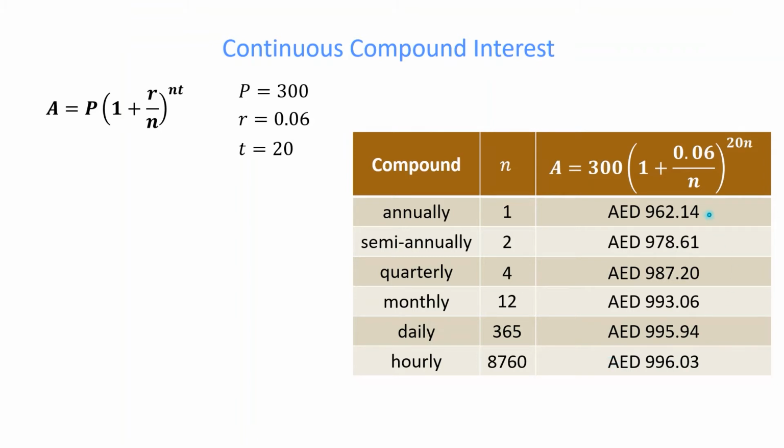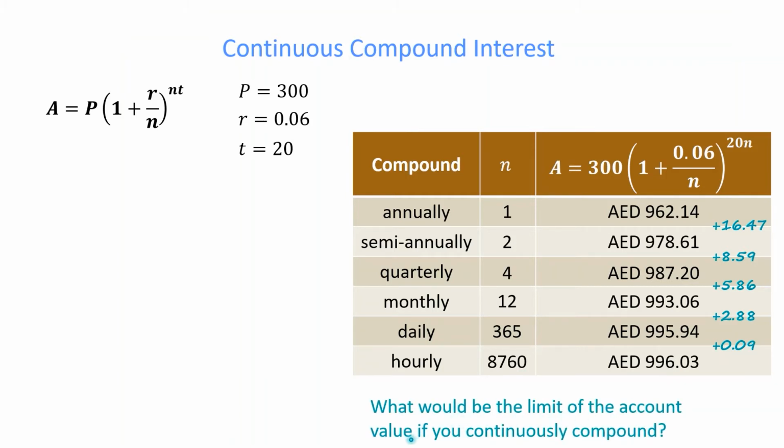Now, the amount they're increasing by, if we look at them over here, you can see it's slowing down. So it appears that these values are tending towards a value closer and closer to this value here. So what happens if I increase the values of n? What would be the limit of the account value if you continuously compound? Well, we can find this limit by substituting larger and larger values for n. However, this will be quite time consuming and not quite accurate. So there's got to be a quicker and more accurate way of answering this question.